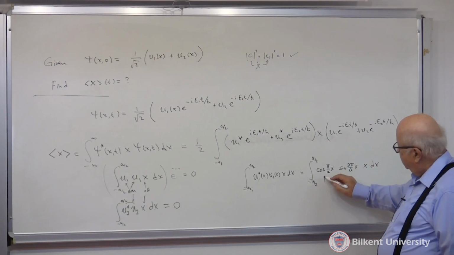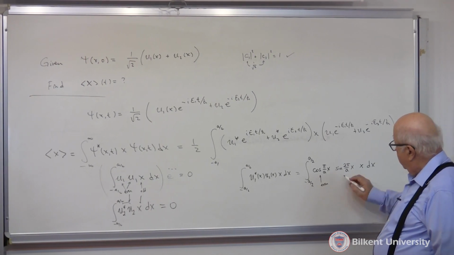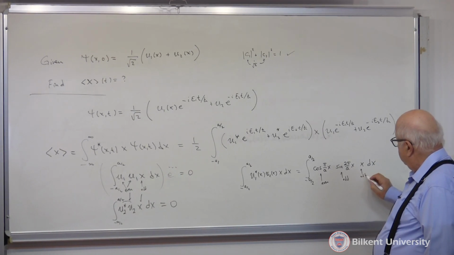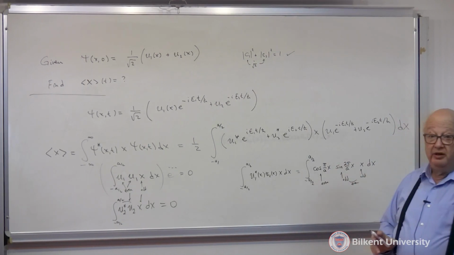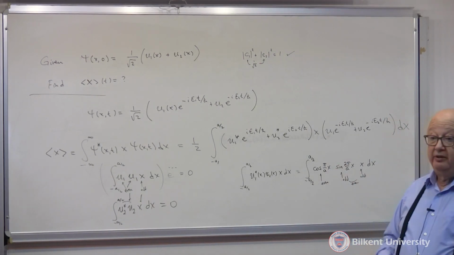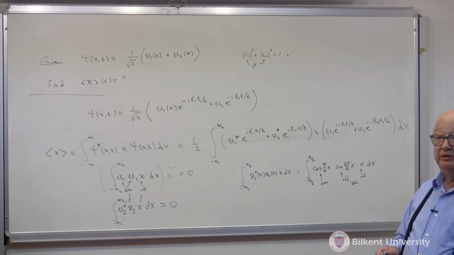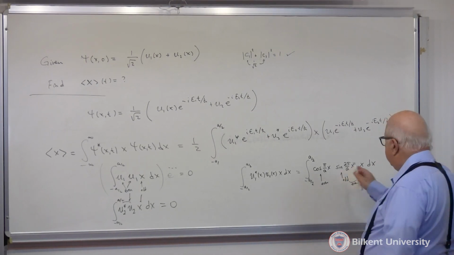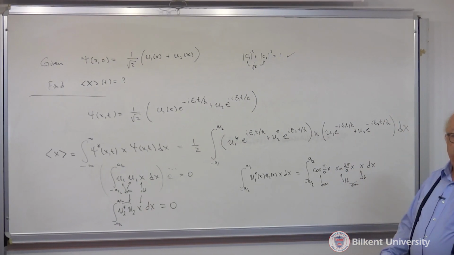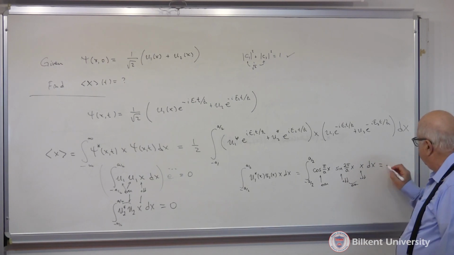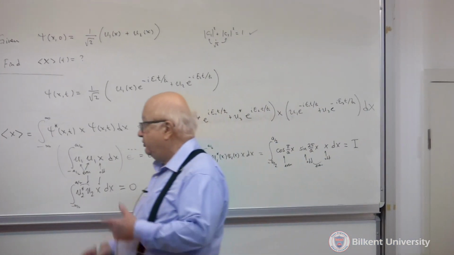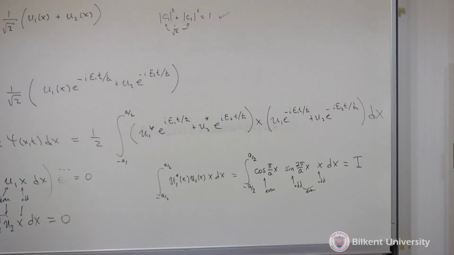Now you see cosine is an even function. Sine is odd, but x is odd also. So this product together is even. So the integral as a whole is an even function, so it's going to give some finite result. I'm not going to struggle with this integral; you can do it as an exercise. Let's just give it a name, let's call it I. It's just going to have some value, and let's just use it.